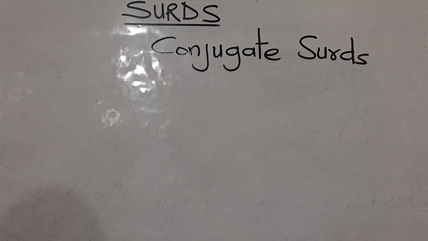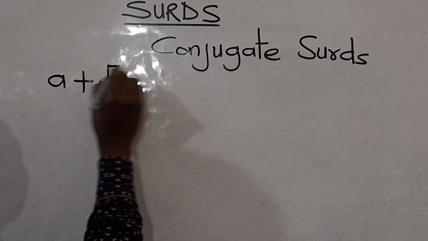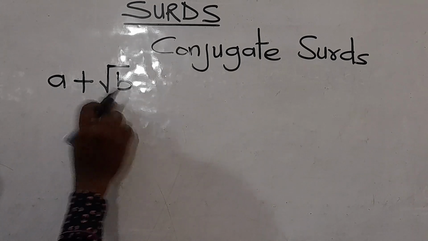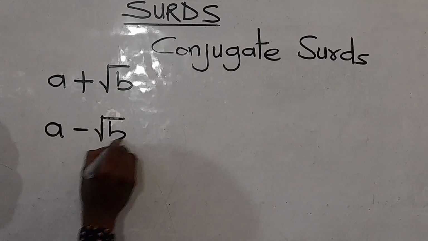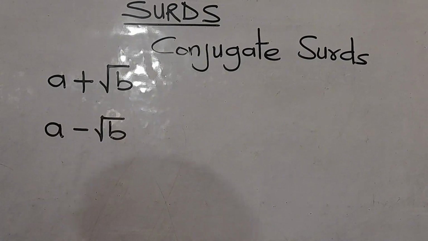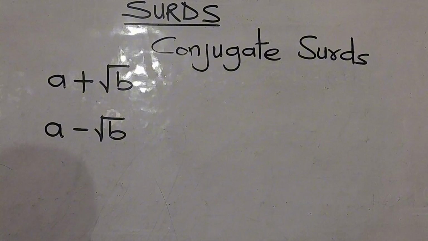Conjugate surds. Conjugate simply refers to the opposite. For example, if you have A plus root B, the conjugate of this will be A minus root B. Just the opposite sign, the opposite operation. So this is the conjugate of this.